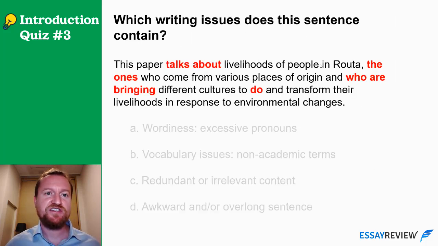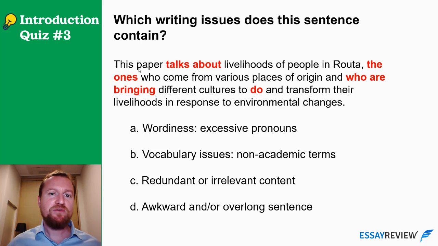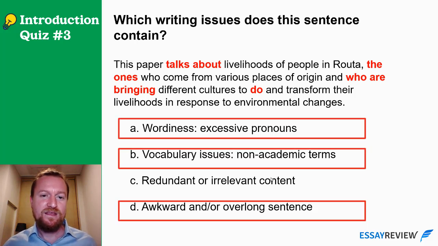Which writing issue does this sentence contain? This paper talks about livelihoods of people in Rauta, the ones who come from various places of origin and who are bringing different cultures to do and transform their livelihoods. Is it wordy? Do we have excessive pronouns? Are there vocabulary issues, non-academic terms? Is it redundant, or is there irrelevant content? Or is it awkward and overlong? And I'll give you a hint. There's 3 answers here. It is wordy, there's vocabulary issues, and it's awkward.